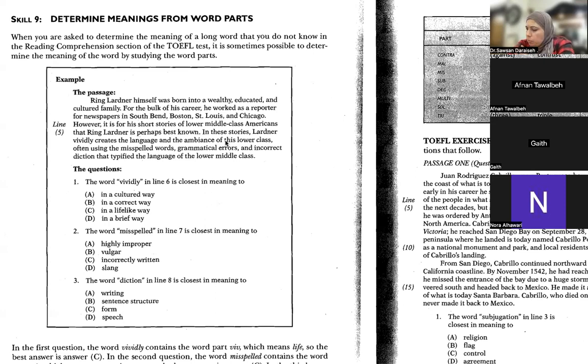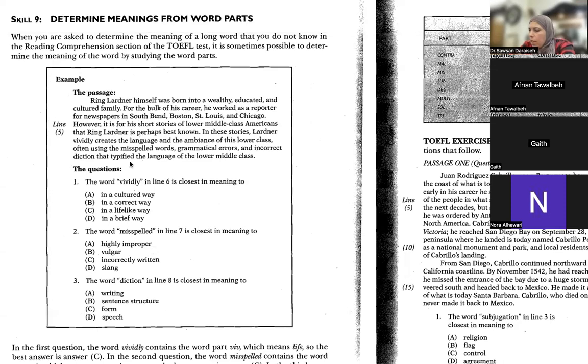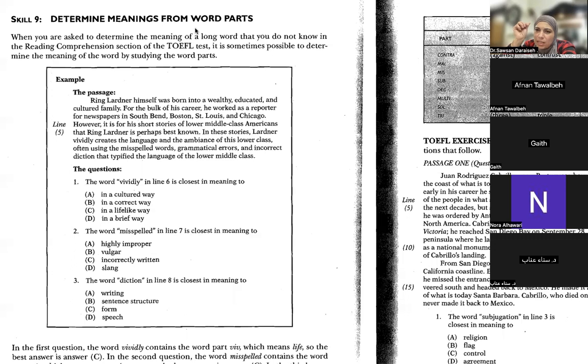The previous skill was about determining the meaning of certain words through structure. We used information in the text itself in order to decide what the meaning of something is. But today we're going to talk about determining the meanings of words by focusing on word parts. Sometimes part of the word has meaning, and that can help you.